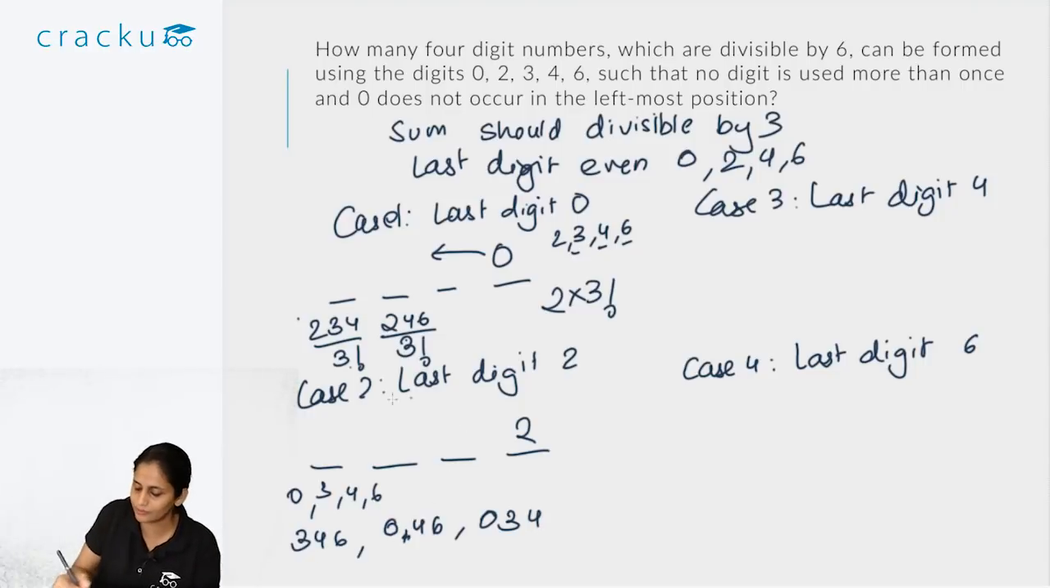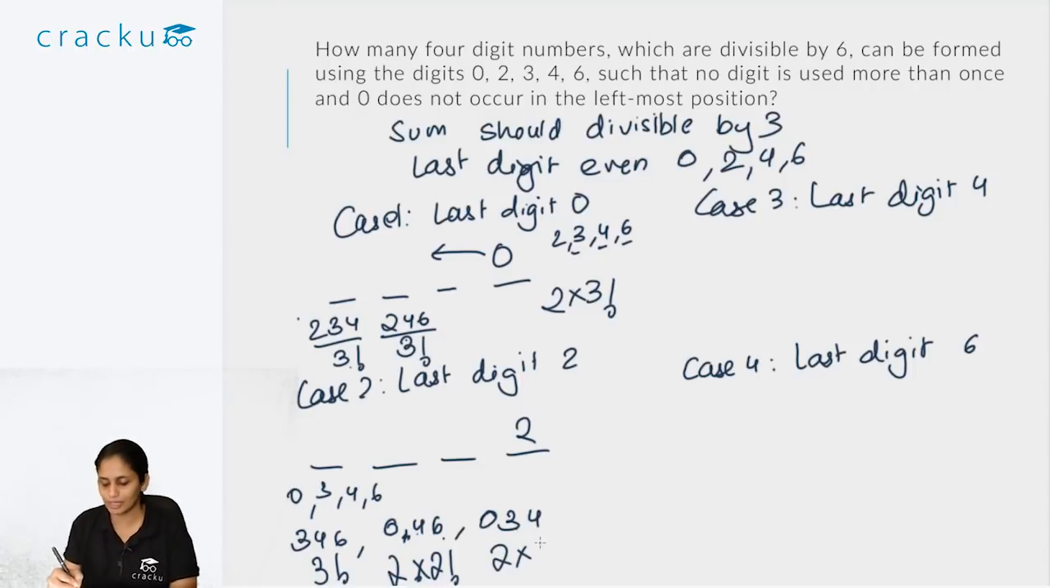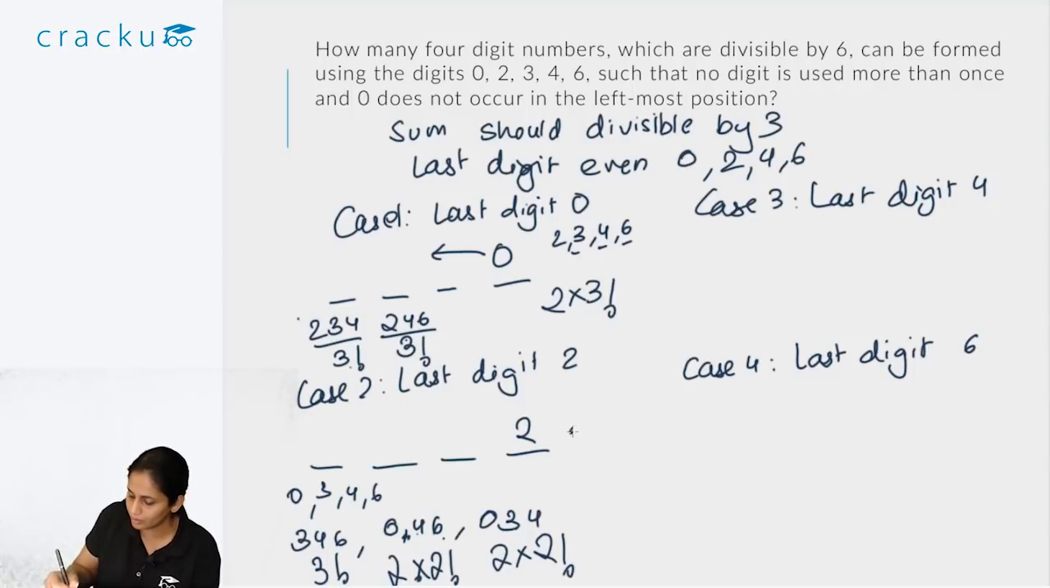So if 3, 4 and 6 are the 3 digits, they can be arranged among themselves in 3 factorial ways. If it is 0, 4 and 6, the first digit can be chosen in 2 ways, either 4 or 6, and then the remaining 2 digits can be arranged in 2 factorial ways. So that is 2 into 2 factorial. Similarly, if the digits are 0, 3, 4, the first digit can be either 3 or 4, chosen in 2 ways, and the remaining digits arranged in 2 factorial ways. So we get 3 factorial plus 2 into 2 factorial plus 2 into 2 factorial, that is 4 into 2 factorial.